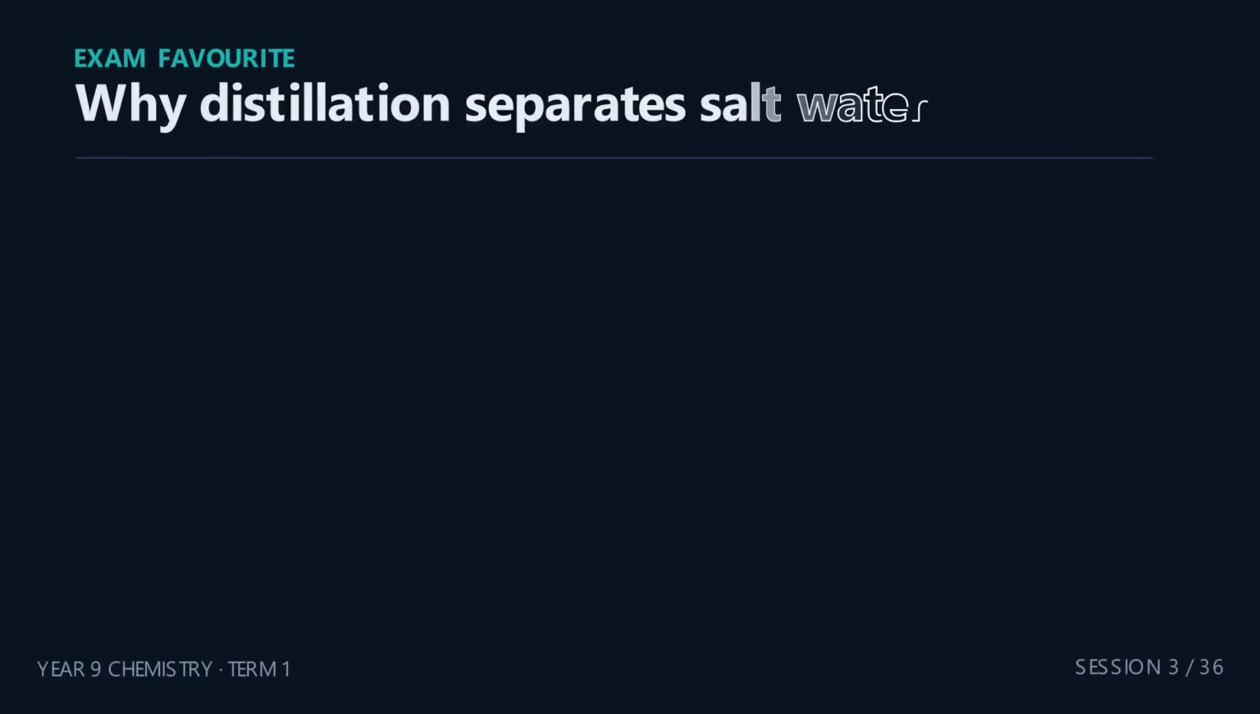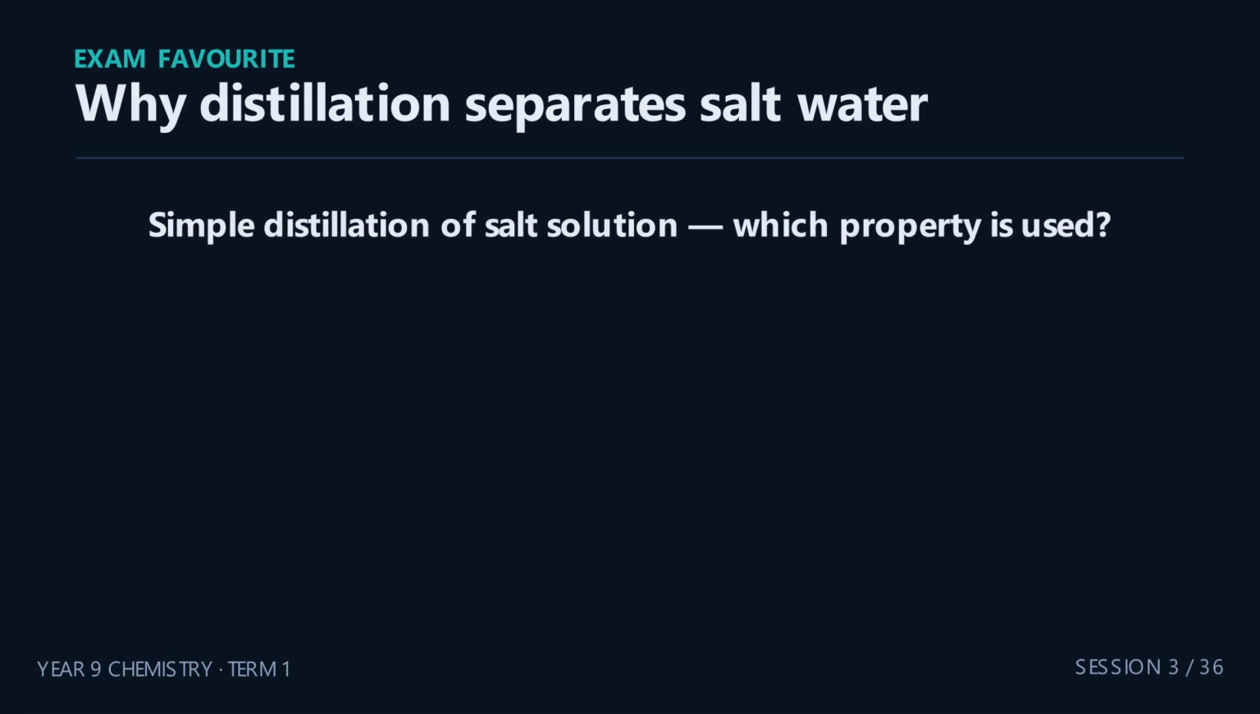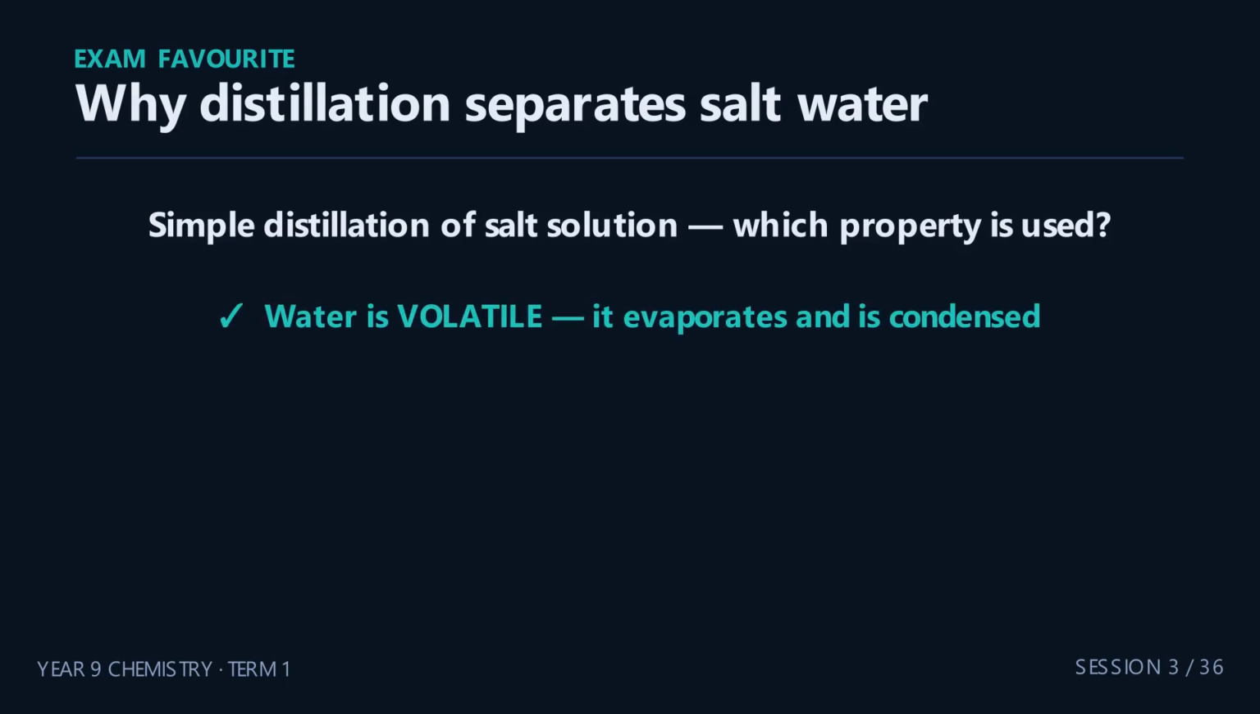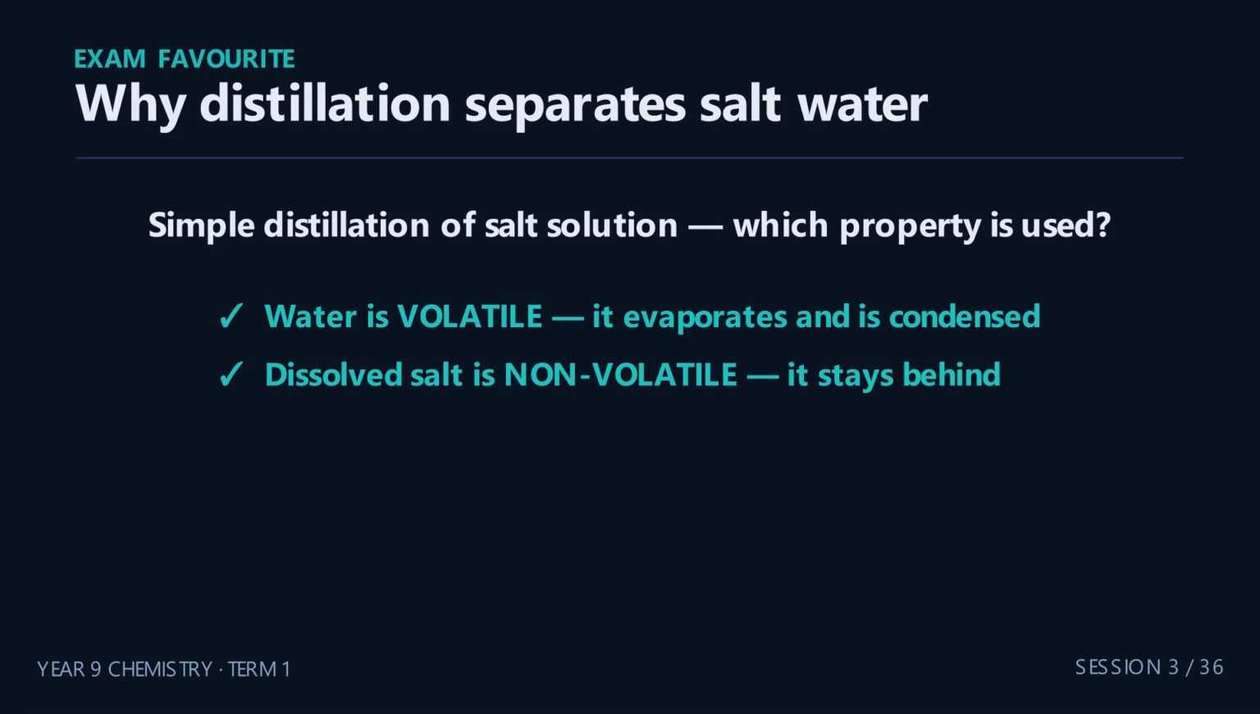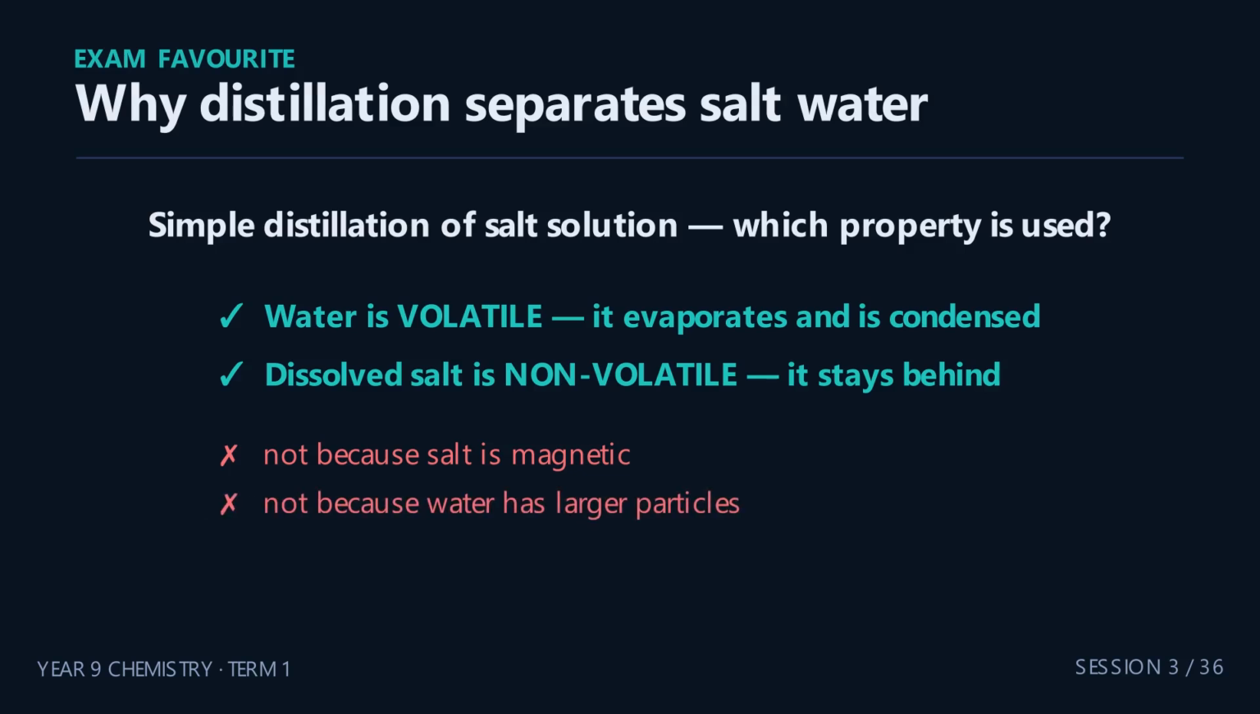One of these deserves a closer look because it is a favorite exam question. Why does simple distillation separate water from salt solution? Because water is volatile, it evaporates and can be condensed, while the dissolved salt is non-volatile and stays behind. It is not because salt is magnetic. It is not because water has larger particles. It is the difference in volatility. That is the property doing the work.